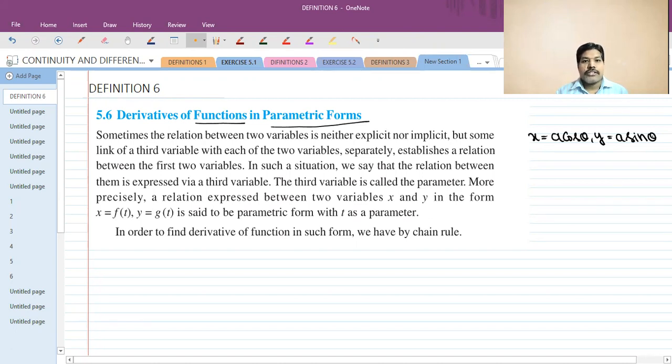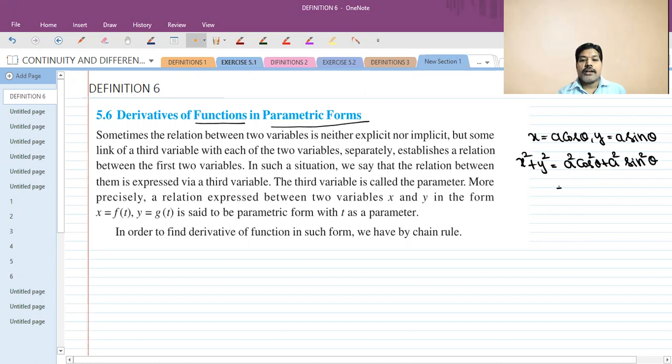I am taking two functions. These two functions have some relation between them. That is, x is one function and y is one function, but these two functions have one relation. What is that relation? See this here. x square plus y square is equal to, what happens, students? a square cos square theta plus a square sin square theta.